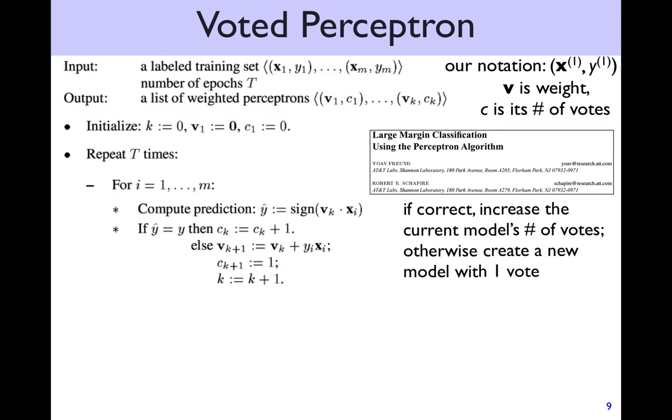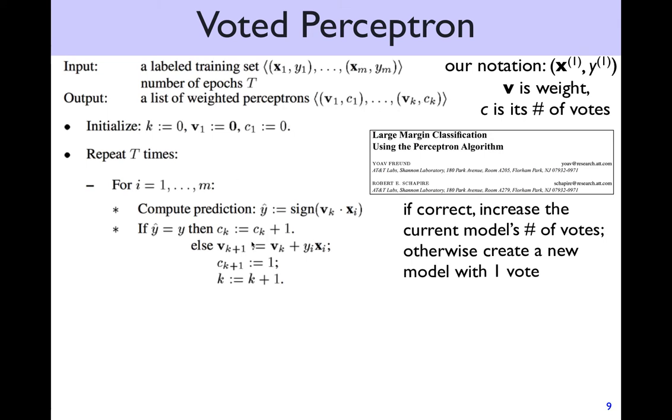So this is the original large margin classification using perceptron paper from Freund and Schapire. This is their voted perceptron pseudocode, and in our notation we'll write X superscript 1 and Y superscript 1 to mean the first example, and they use the subscript, but they still have a consistent notation in the sense that X input is a vector, so it's boldface, Y is a scalar, so it's 1 or negative 1, and v is the list of weighted perceptrons, and C is their relative vote.